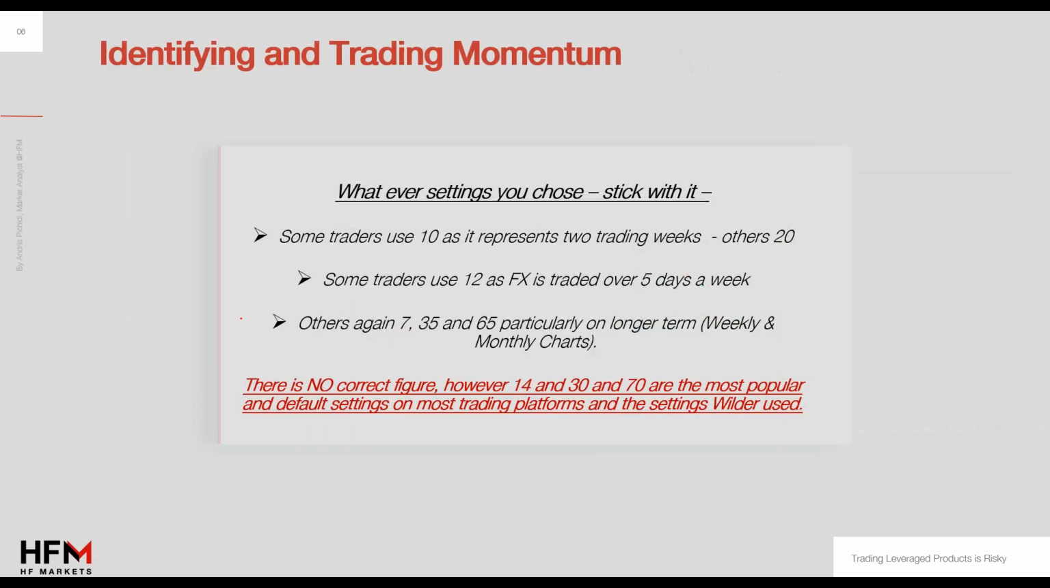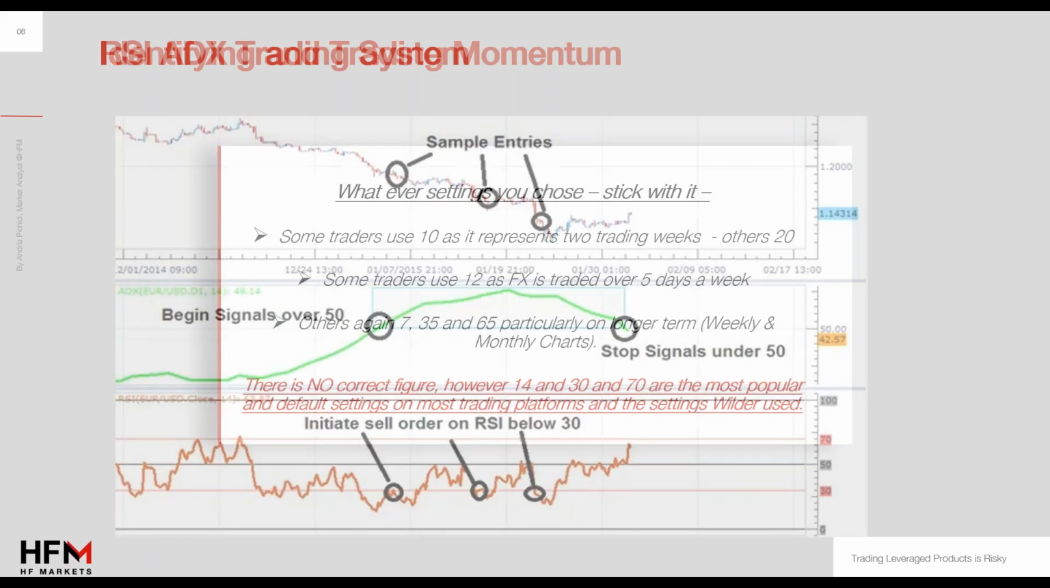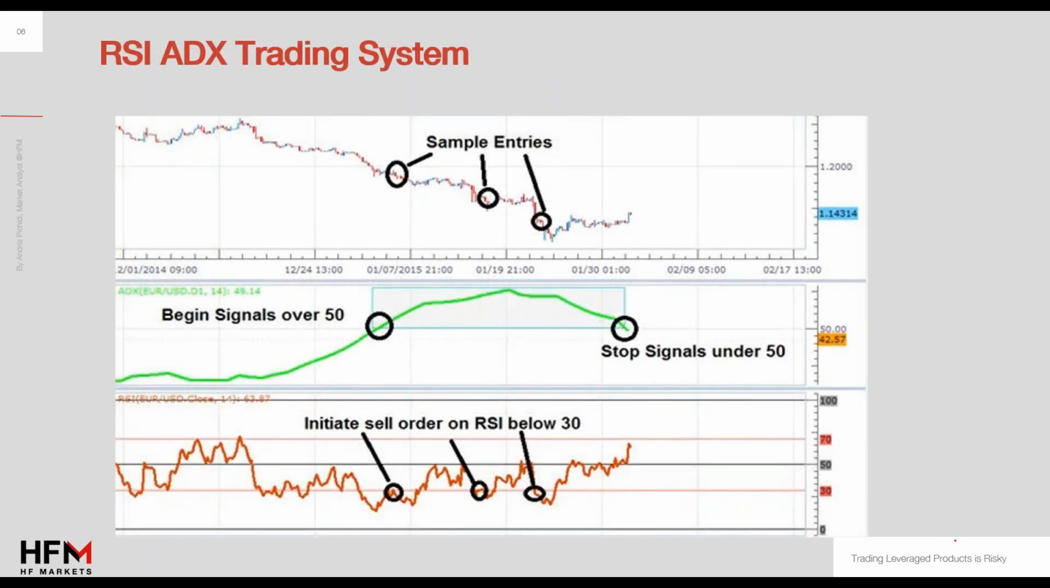This is just some things that you can read in your free time in regards to RSI. So here's an illustration, not a great one. I'm going to go to the MT4 and do a live one, okay? This is an example of how you can use ADX in combination with RSI.